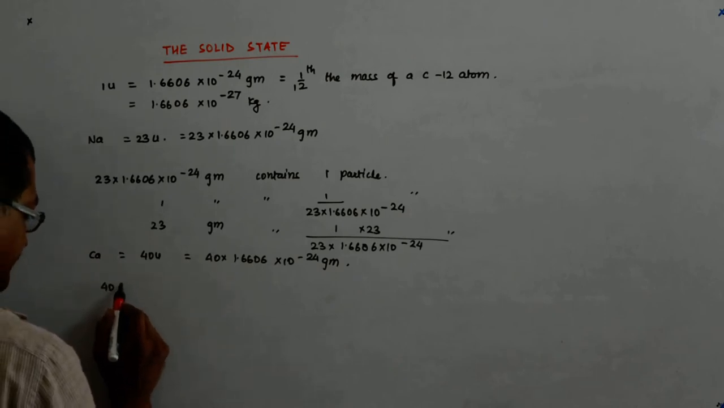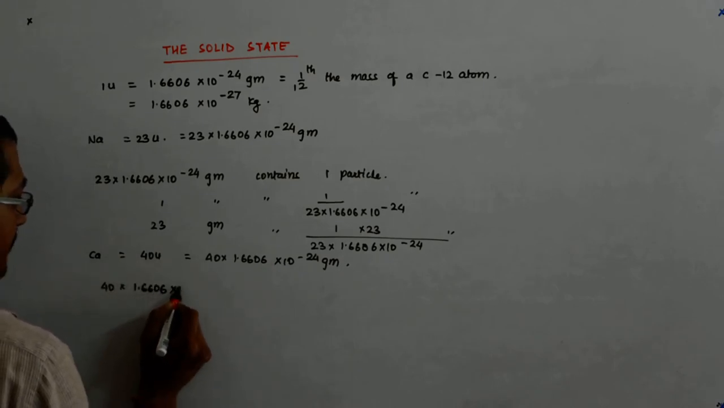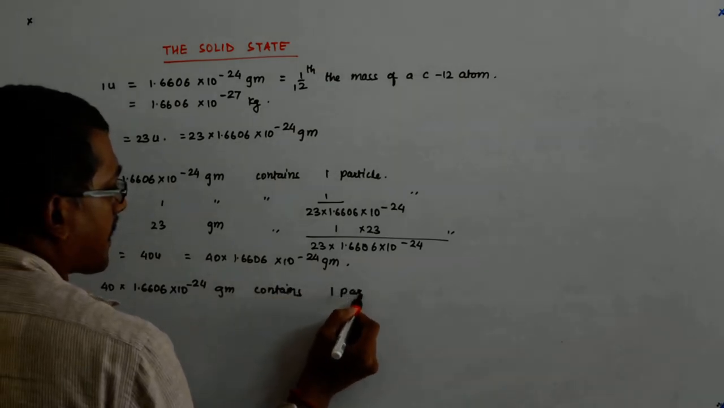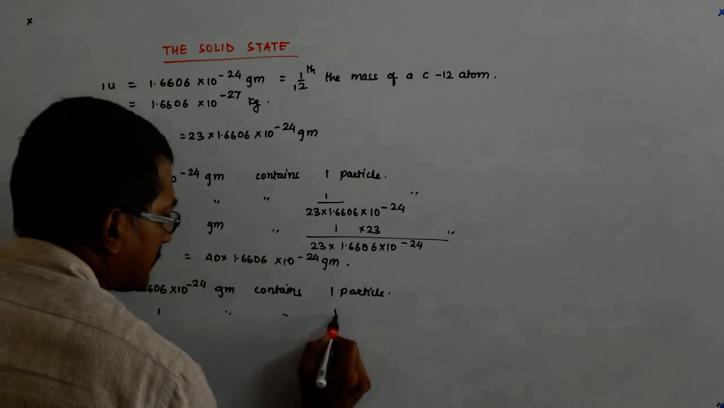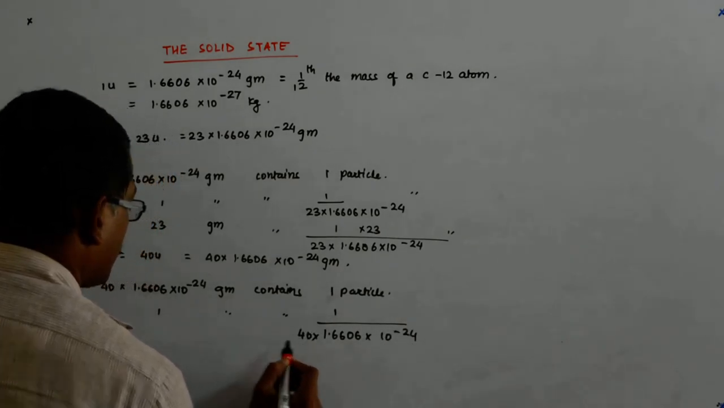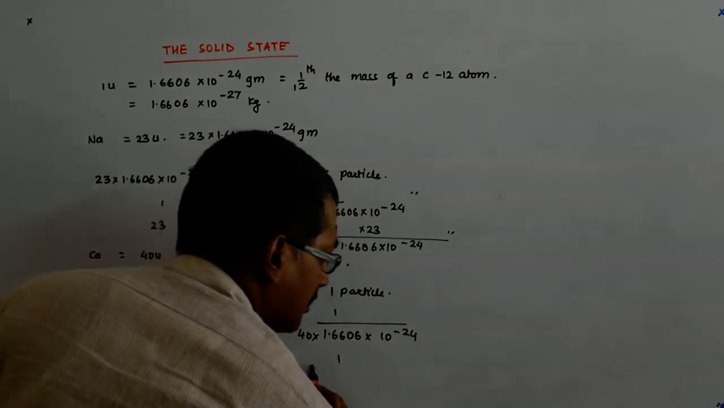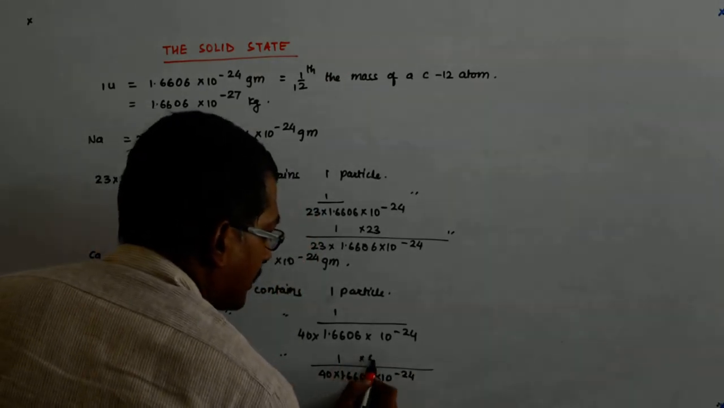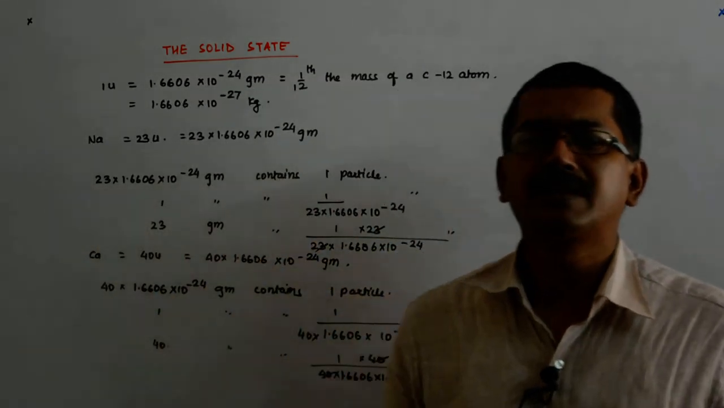So if I have 40 into 1.6606 into 10^-24 grams, it contains one particle. The same calculation will hold for a compound as well. Try to understand. So 1 gram contains 1 upon 40 into 1.6606 into 10^-24. So 40 gram contains 40 into 1.6606 into 10^-24 into 40 upon 40, which cancels. What am I left with? Actually, I am left with 1 upon u in grams. Always.